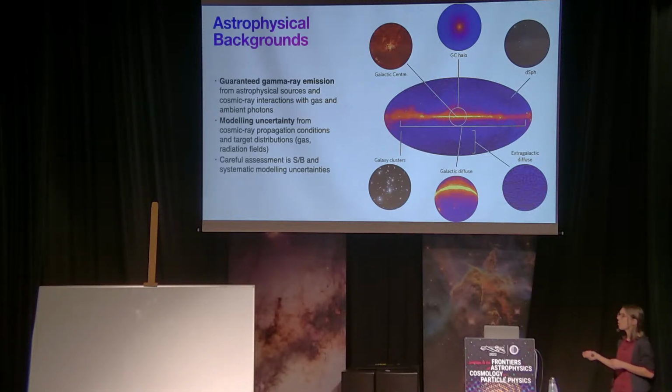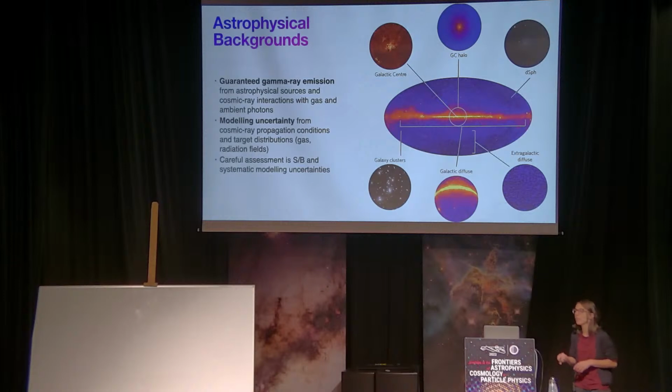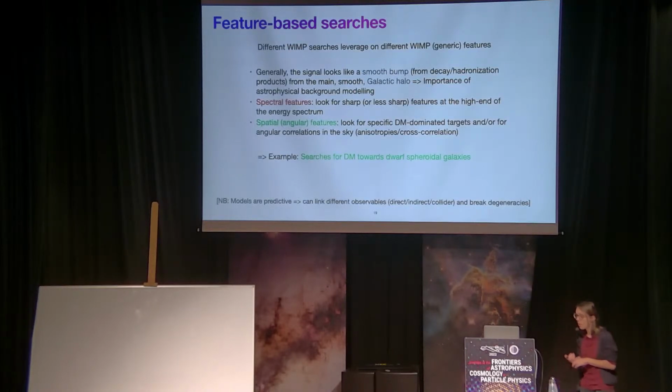So the astrophysical background modeling is, again, the source of the largest systematic uncertainty that you have whenever you perform searches for dark matter in gamma rays, but also charged cosmic rays. So you have to carefully assess this kind of uncertainties if you want to make robust claims.